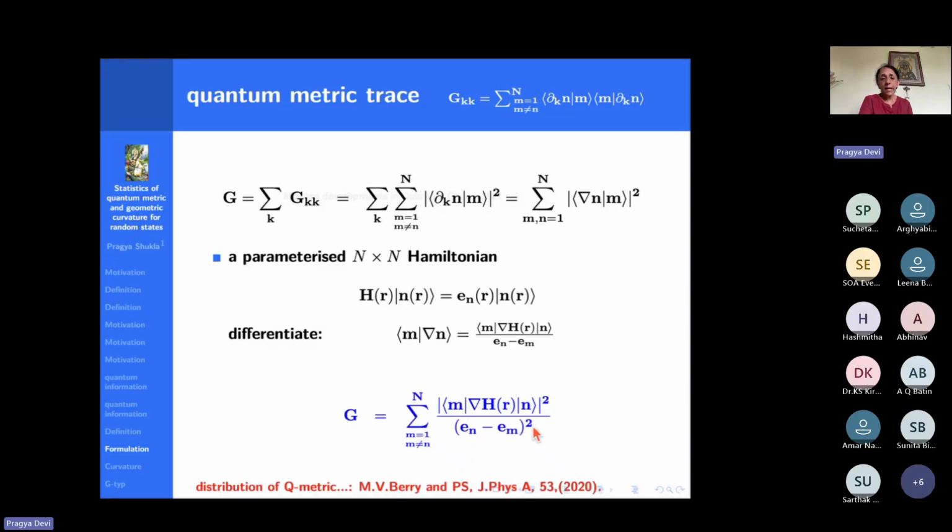What is important is that a geometric metric trace G contains the square of the matrix elements of the perturbation in the eigenvalue basis. Delta H is the perturbation in the parameter space, and this gives you the matrix element. That means matrix elements are in the eigenfunction basis of H. Okay, but it is still a square. And this contains the square of the level repulsion between two eigenvalues.